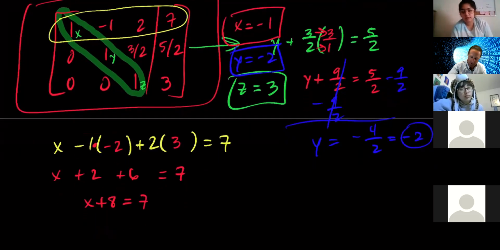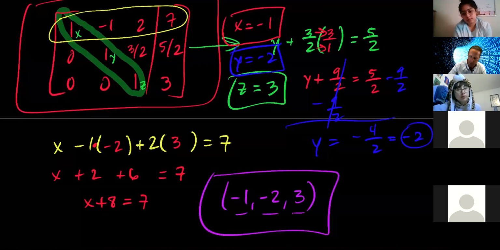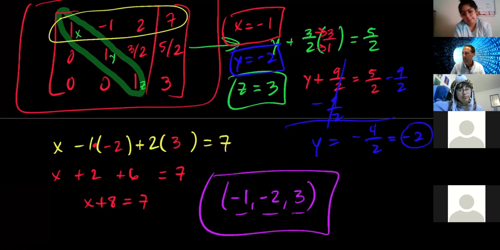Which means my answer, how do I write it? What do I put in my answer blank? -1, -2, -3. Guys, it's as easy as 1, 2, 3. That's where I would drop this pencil if it wasn't so expensive.